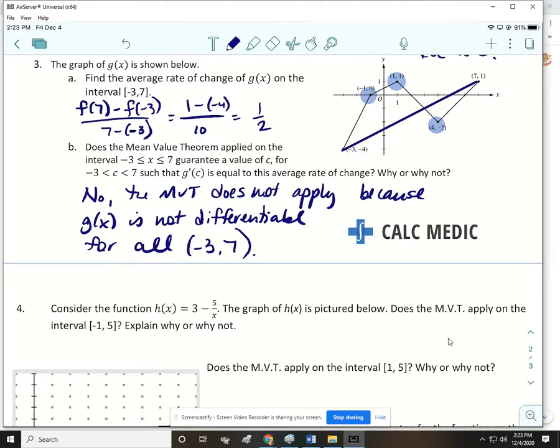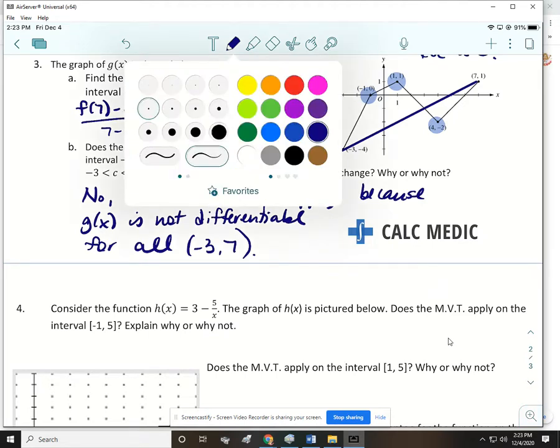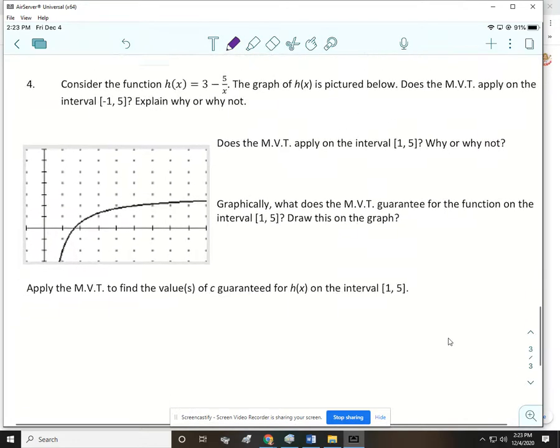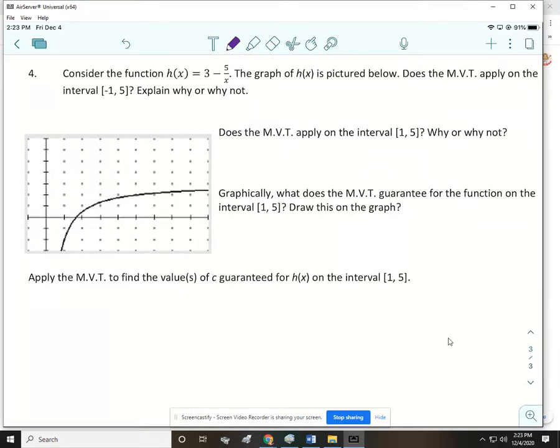Okay, we're going to do one more problem. It's kind of a long problem. So for 4, we're going to consider the function h of x, which is equal to 3 minus 5 over x. We have a graph pictured, and we want to know, does the mean value theorem apply on the interval from -1 to 5? Why or why not?